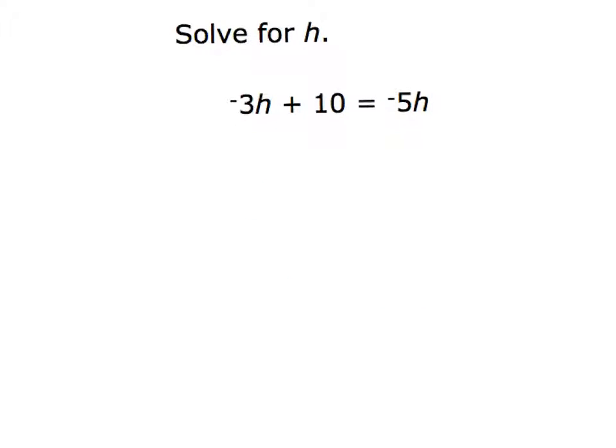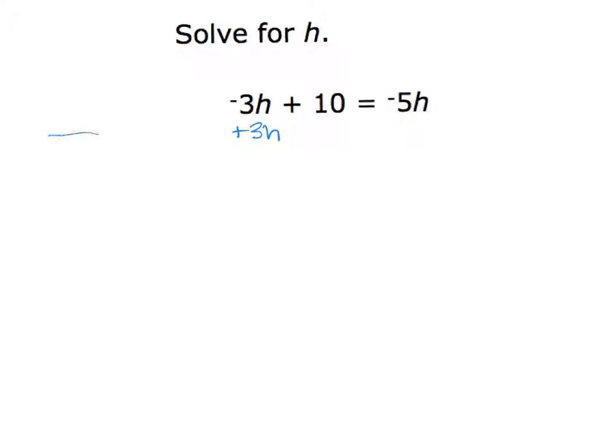Here's another one. In this case, I've got negative 3h here, and I've got negative 5h over here. So as before, I've already got just plain numbers on this side. So maybe a good short step to do would be to get rid of this negative 3h, and then I'd only have plain numbers here, and I'd only have h's over here because there are no constant numbers on this side. So how do I get rid of a negative 3h? Well, I add a positive 3h.